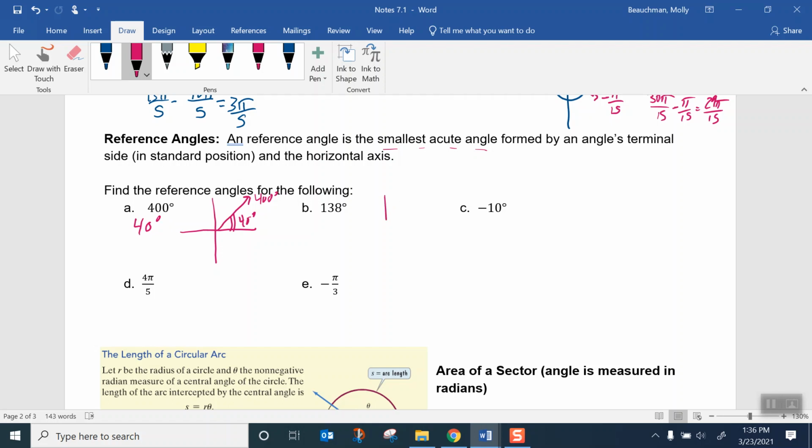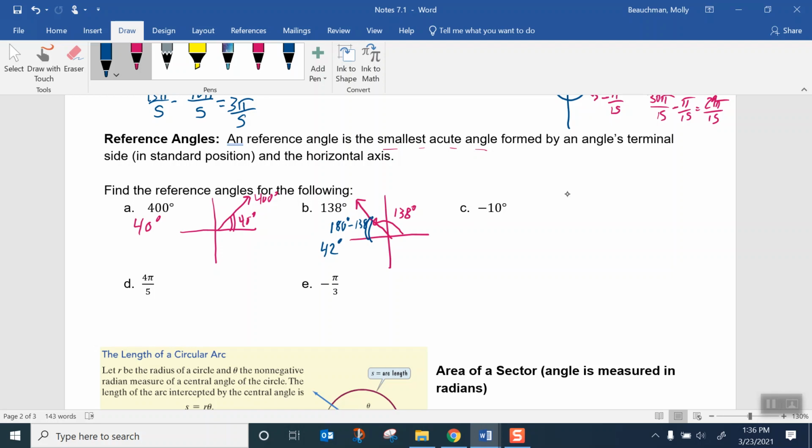For 138 degrees, if we're rotating 138 degrees, we land here. It's the smallest angle with the x-axis, so the reference angle is going to be the angle that this makes with the x-axis. So in this case, we're going to have to take 180 degrees minus 138, and we end up with 42 degrees as the reference angle. And then 42 plus 138 is 180.